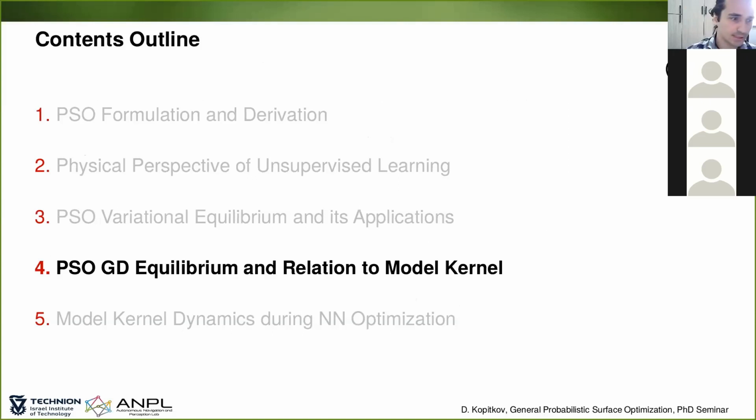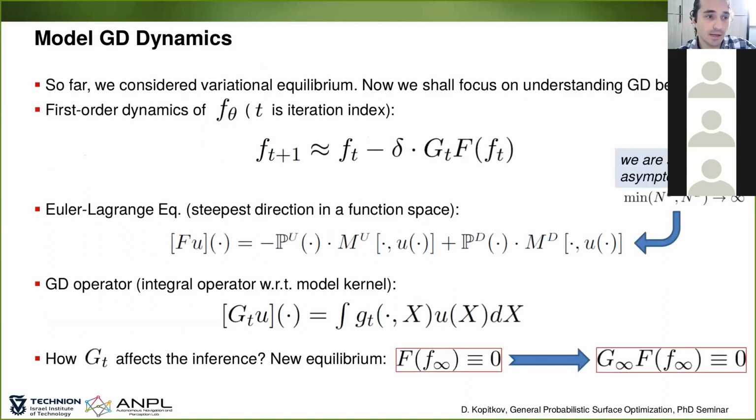All right. So back to the gradient equilibrium and relation to model kernel. We saw that variational equilibrium can be quite useful. It can help us estimate many different statistical modalities, but actually the equilibrium is only theoretical. We don't really achieve it when we perform the real optimization. In reality, we have some other equilibrium, the gradient descent equilibrium, and now I will talk about this equilibrium, how we can understand it, and what the consequences are.